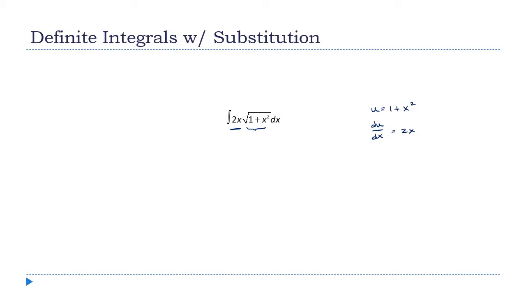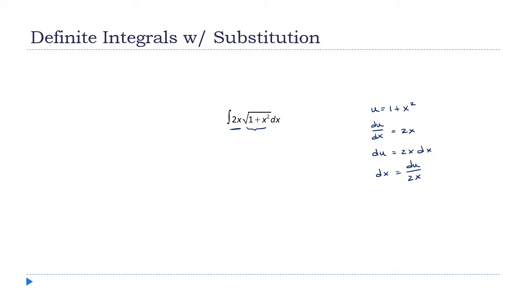because watch, here's what I'm going to do. I'm going to treat this really like it was a fraction. I'm going to multiply both sides by dx. And I get du equals 2x dx. And now I'm going to divide by 2x. So dx equals du over 2x.